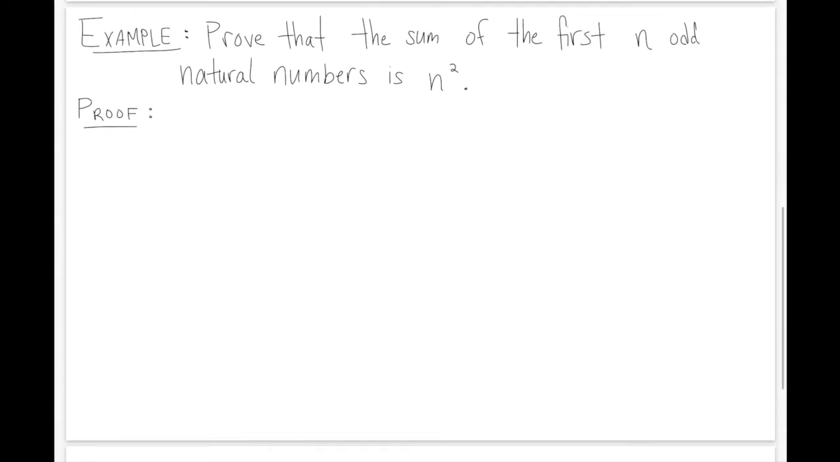So here's an example that I want us to run through. So the example is to prove that the sum of the first n odd natural numbers is n squared. You might go about this by saying, okay, well, let's let n be some natural number, and then let's take the first n odd natural numbers, and so that means we're going to take 1 plus 3 plus 5 plus, I guess it would be plus 2n plus 1.